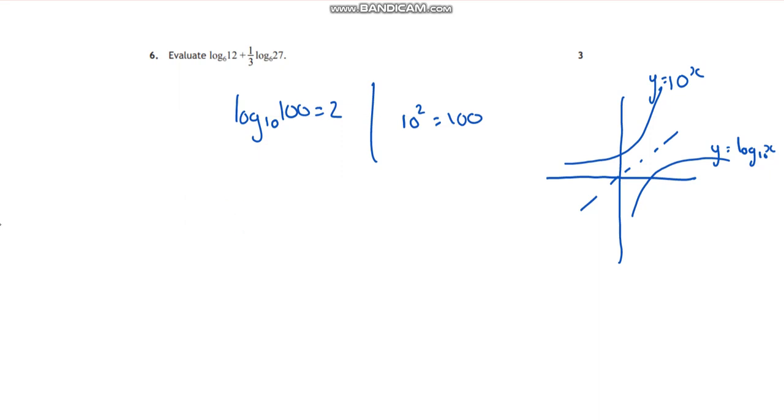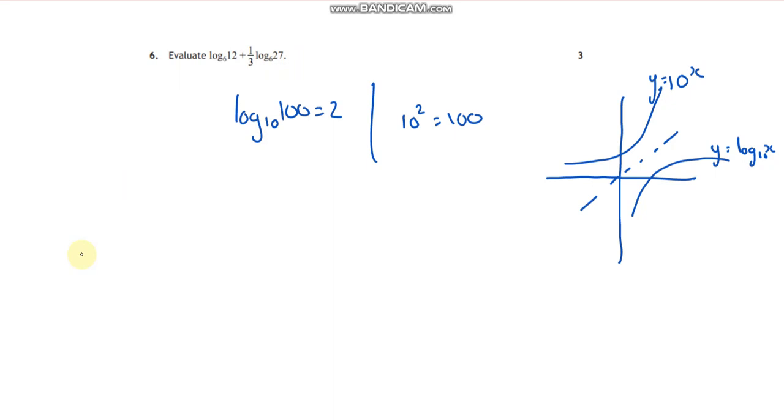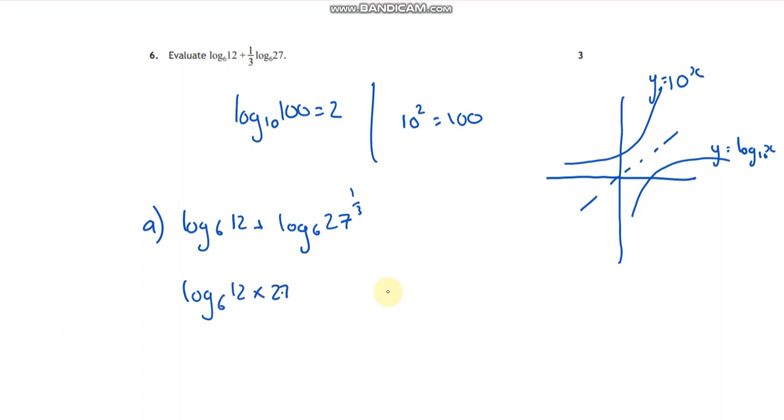When you've got your logs, when you're adding your logs, you can multiply your arguments. When you're taking them away, you divide the arguments. And also when you get something in front, you can bring that up as a power. So the first thing I would do here is look at that power, so get rid of that. So log 6 of 12 plus, and I'll say log 6, and that's going to be 27 to the power of a third. So you can just move that up on top. And if we're adding, that's the same as multiplying my arguments, so that's going to be 12 times 27 to the third. Fantastic. Now let's try and rationalise this a little bit.